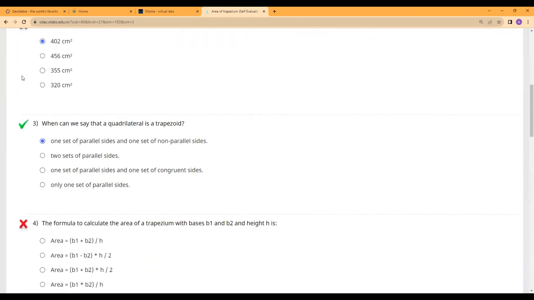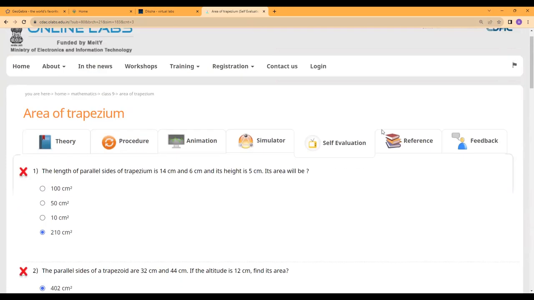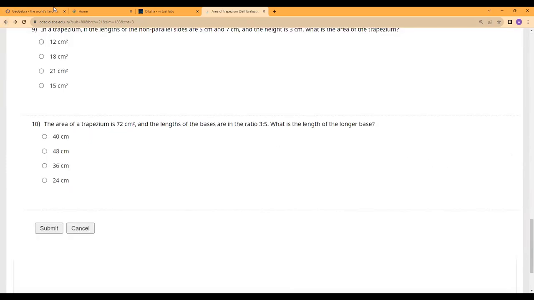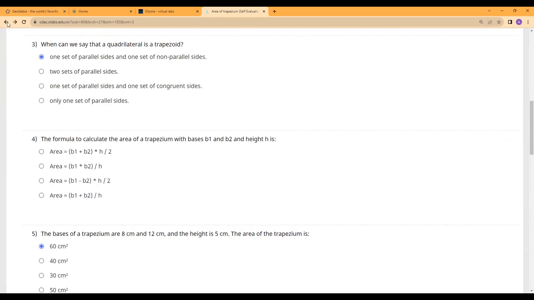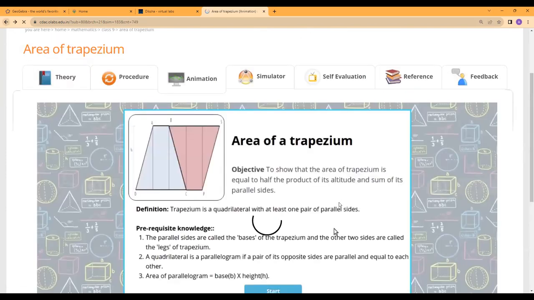So we have a total of 218 experiments, but for mathematics, we have 36 experiments. More experiments are also in the pipeline, and they will be uploaded at the end of November. I can also explain one more experiment.